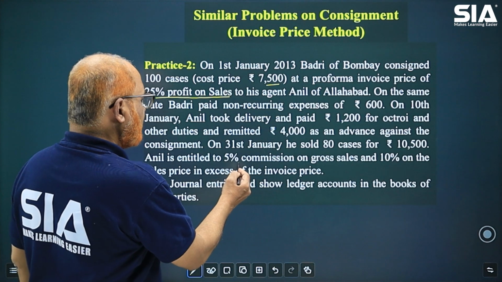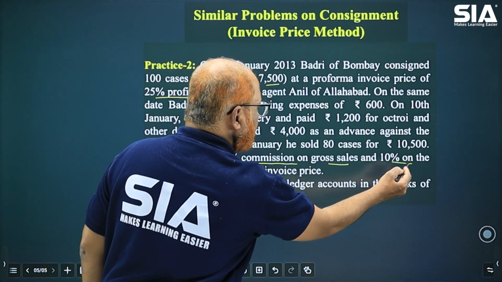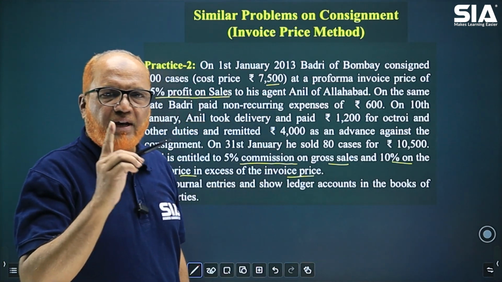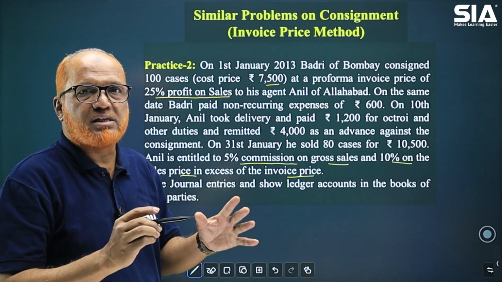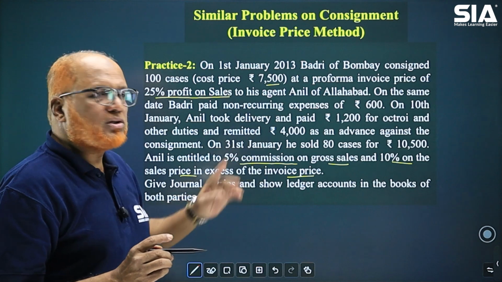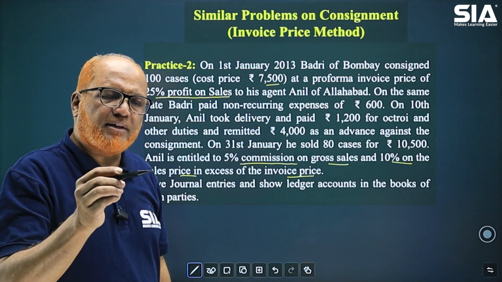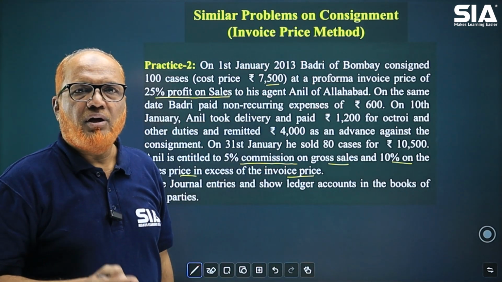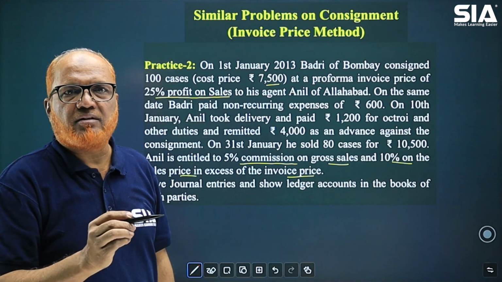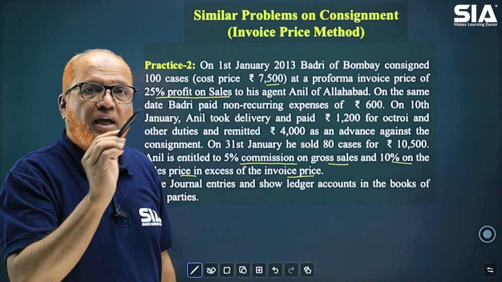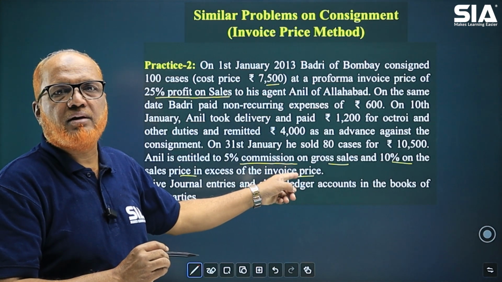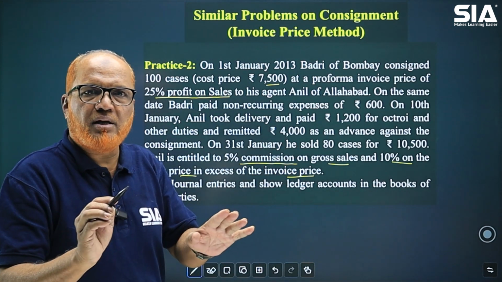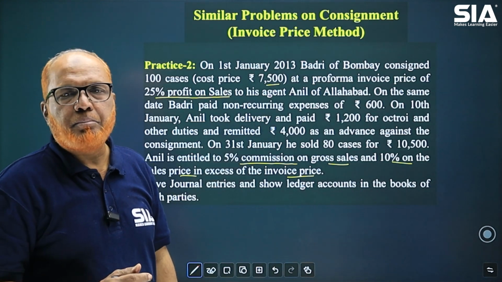Second new point is commission. 5% commission on gross sales and 10% commission on sales price in excess of invoice price. Remember, in one class I have shown you how to calculate this. In the short problem, we came across this point where we calculated ordinary commission as well as overriding commission. This is a point of overriding commission. If you want the complete information, go back to our previous video on commission, where you can find how to calculate normal commission and overriding commission. After that, pass all the entries and prepare ledger accounts. That is for your practice.